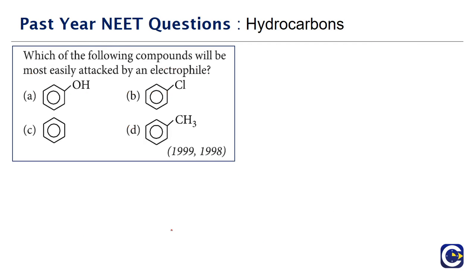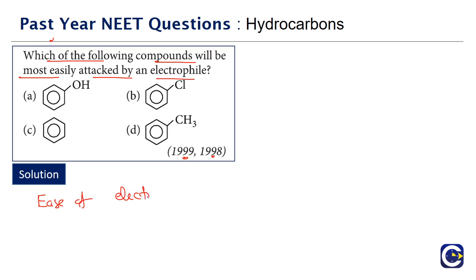Next, we have a question that has come in the year 99 as well as 98. It has come in multiple years. Which of the following compounds will be most easily attacked by the electrophile? So we are talking about the relative ease of electrophilic substitution reactions. Now when the ring is activated, the electrophilic substitution reactions will happen more easily.